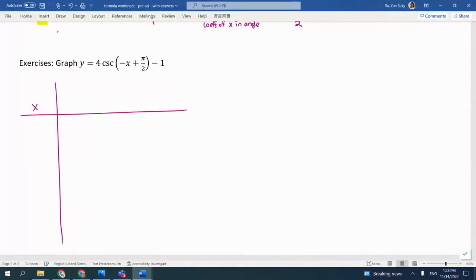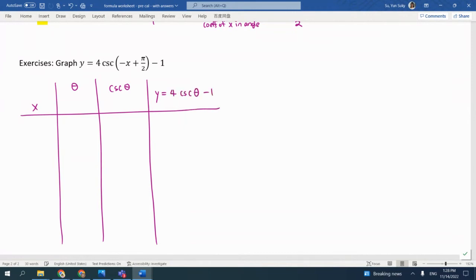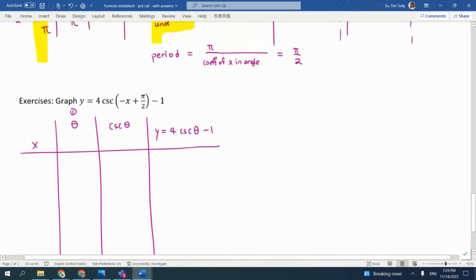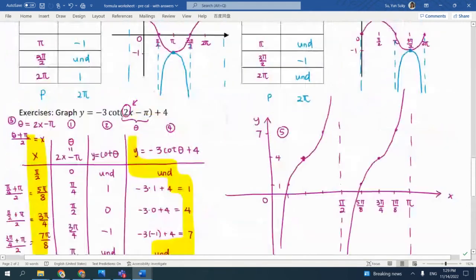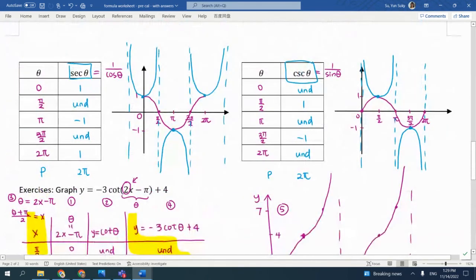So you have the x value, the theta, the cosecant theta. So the y is then 4 cosecant theta minus 1. Cosecant, what are the values you pick? Look at this. What are the values you pick? 0, pi over 2, pi, 3 pi over 2, and 2 pi.